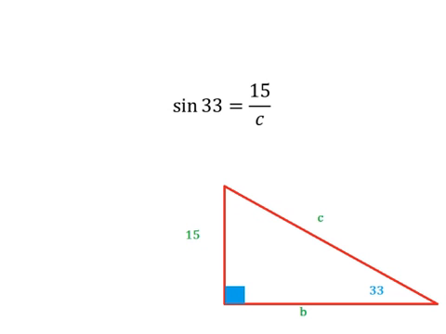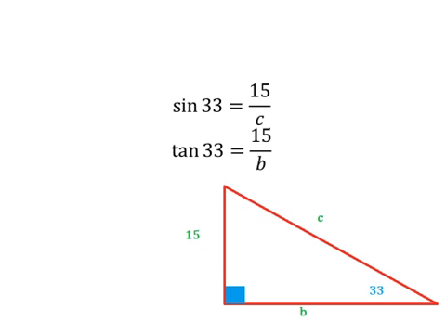So if I wanted to find C, which is my hypotenuse, I'd end up with sine 33 is equal to the opposite side 15 divided by the hypotenuse, C. And then I'd go through and solve it. You type in sine 33, and you'd end up with 0.5446. So 0.5446 is equal to 15 divided by C. And then you'd go through and solve it.